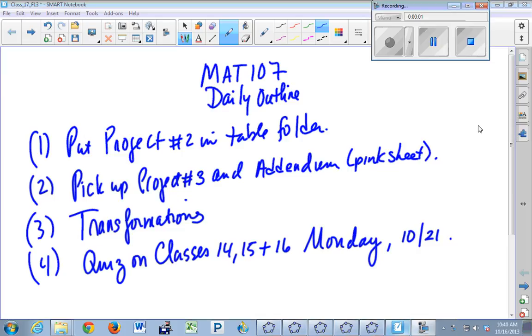Project 3 and the pink sheet, which is an addendum. So make sure you got the pink sheet along with Project 3. If you didn't pick up the pink sheet, just pick it up on your way out.